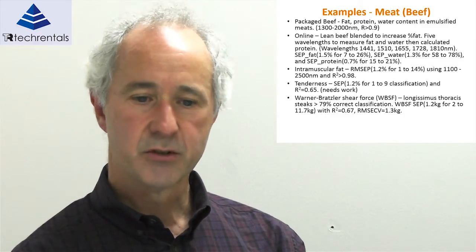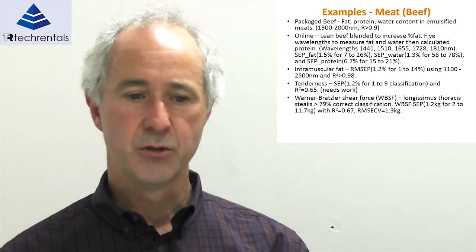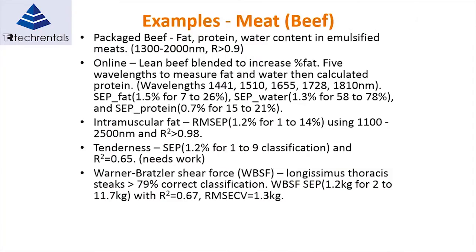So a few examples of where it's been used is in beef. It's used for measuring fat, protein, and water content in emulsified meats. And here you can see the wavelength range used and the value of R. A value of R greater than 0.9 is quite good.